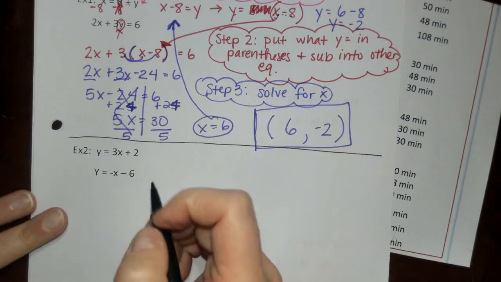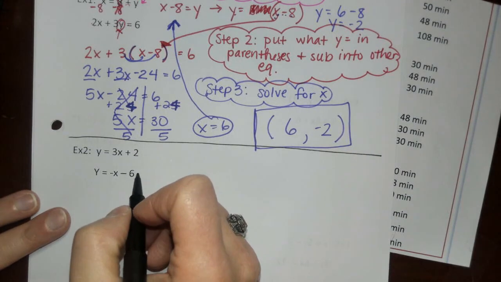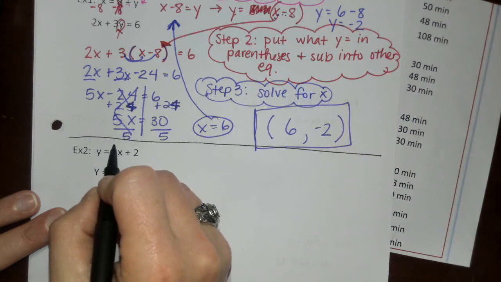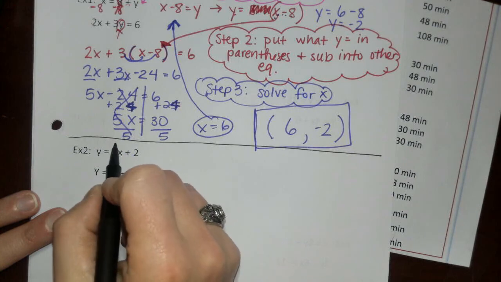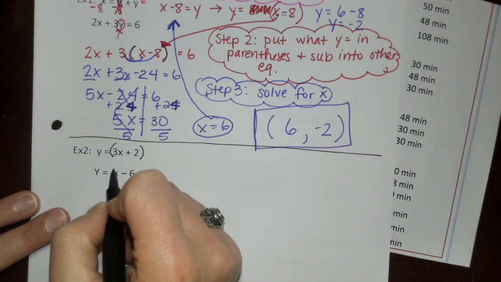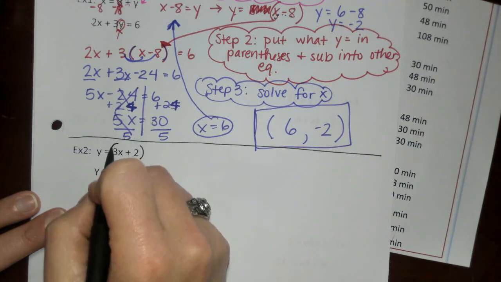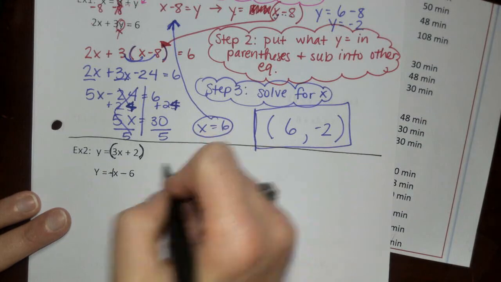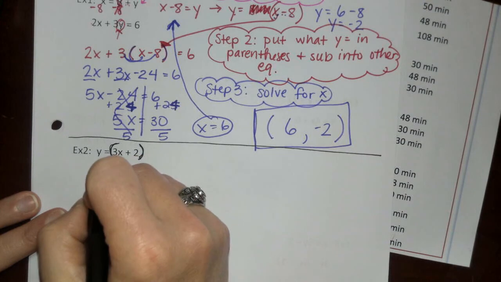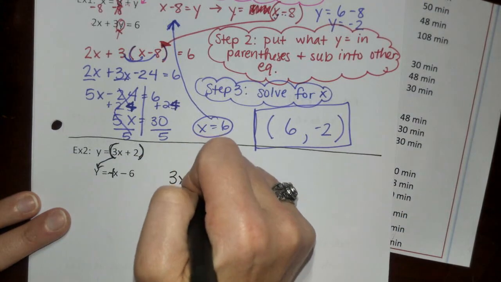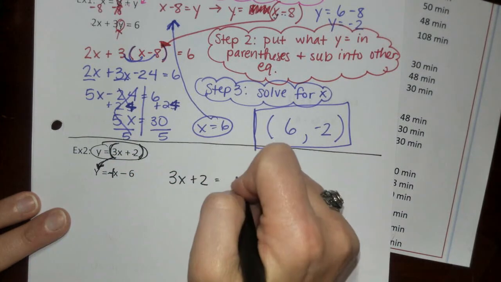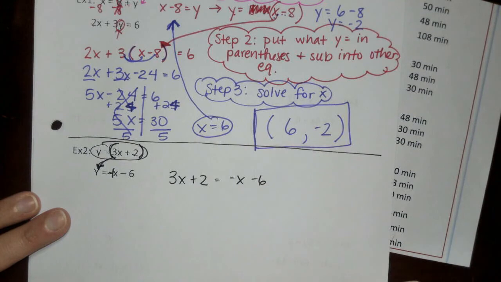So honestly, I'm going to take this one. I know you would think this one looks nicer because there's nothing in front of the x, but there is, and it's a -1. I don't like that as much. This is what I'm going to put for y. Okay, so I'm going to use this, and I'm going to put it for y in this one. So 3x plus 2, I'm substituting what they give me for y in this one into the second equation, equals -x minus 6.